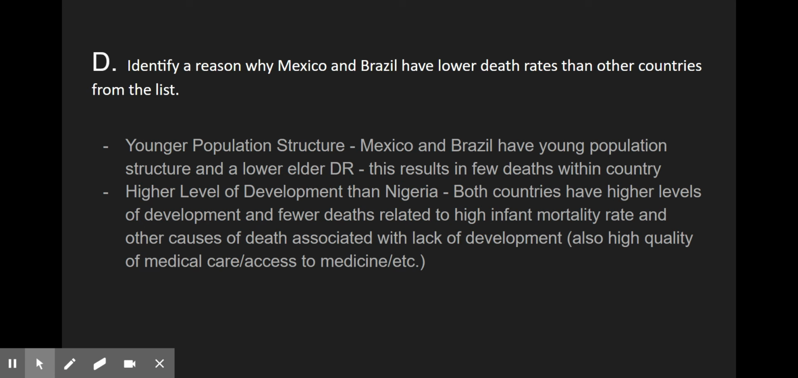D, identify a reason why Mexico and Brazil have lower death rates than the other countries on the list. So there are 2 primary reasons for that.